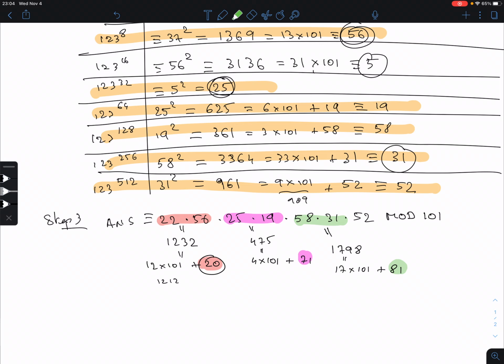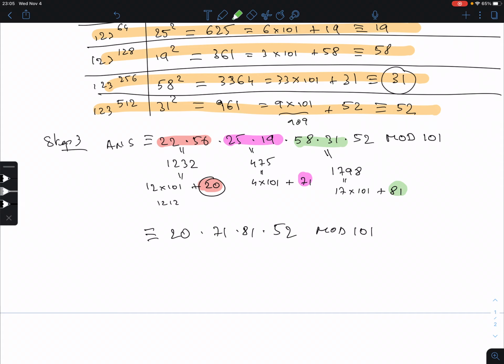So now this number is equivalent to the remainder. The red one combines to 20, the pink one to 71, the green to 81, and then the 52 was just on its own. So I can repeat this now. I'll group these two together. 20 times 71, that's 1420. That is 14 times 101, which is 1414, plus 6. So the remainder is 6.